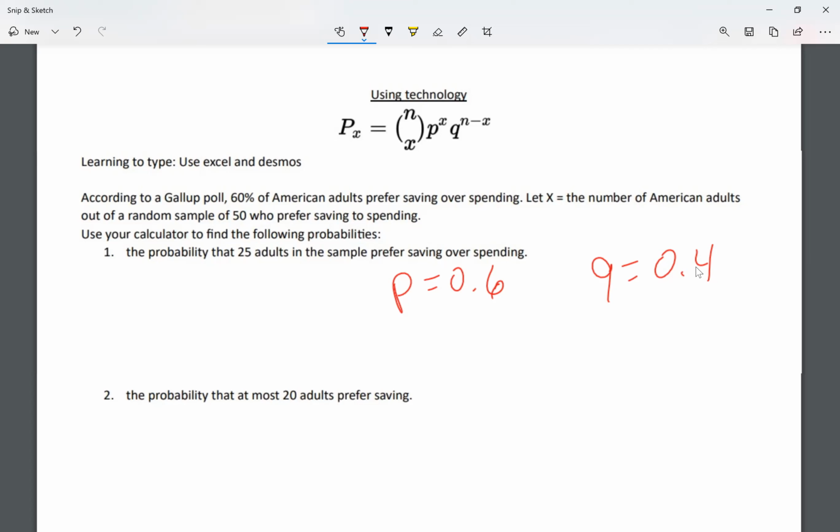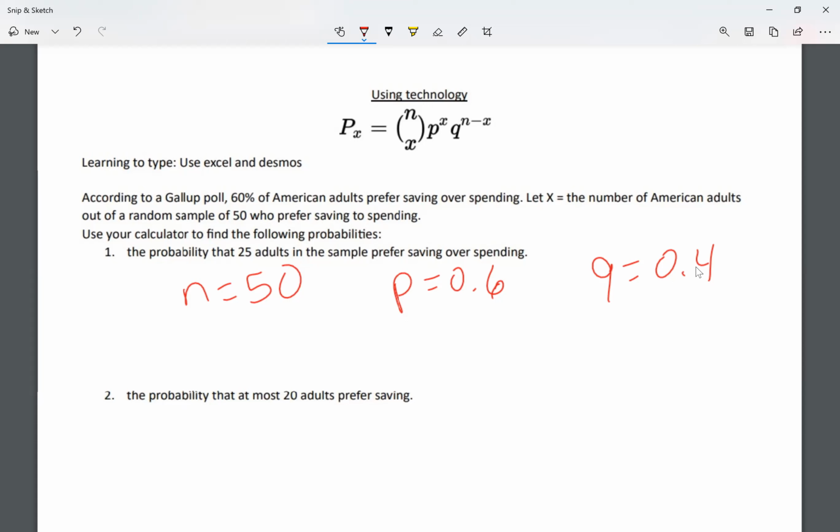Okay. And let X equal the number of American adults out of a random sample of 50. So let me just say my N is 50. There's 50 adults here. Use your calculator to find the following probabilities. In my case, I'm going to use Excel. So find the probability that 25 adults in the sample preferred saving over spending.